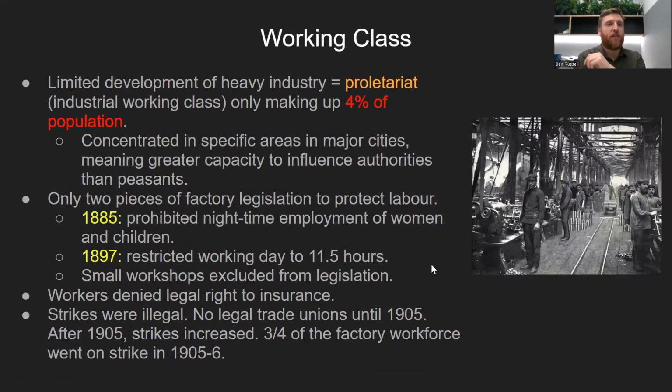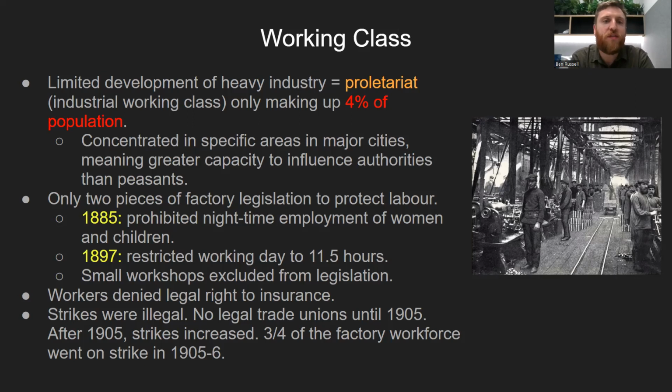The working class. Due to limited development of heavy industry, the proletariat, which is what Karl Marx referred to the industrial working class as, only made up 4% of Russia's population, a very small percentage. However, these industrial workers were concentrated in specific areas in major cities, meaning that they had a greater capacity to influence authorities than peasants did, as they lived in rural areas.